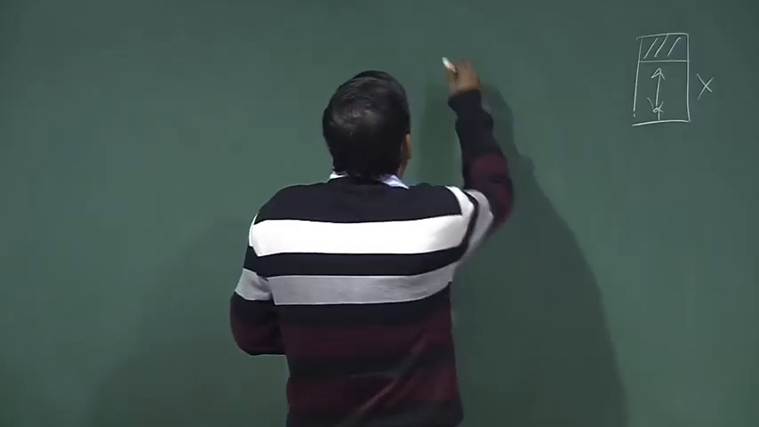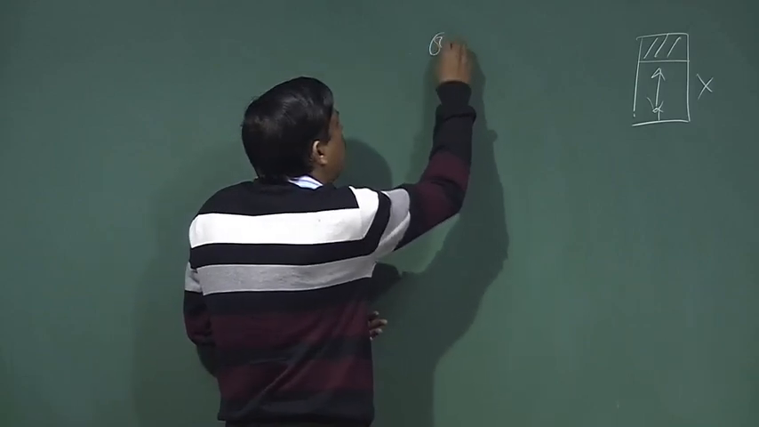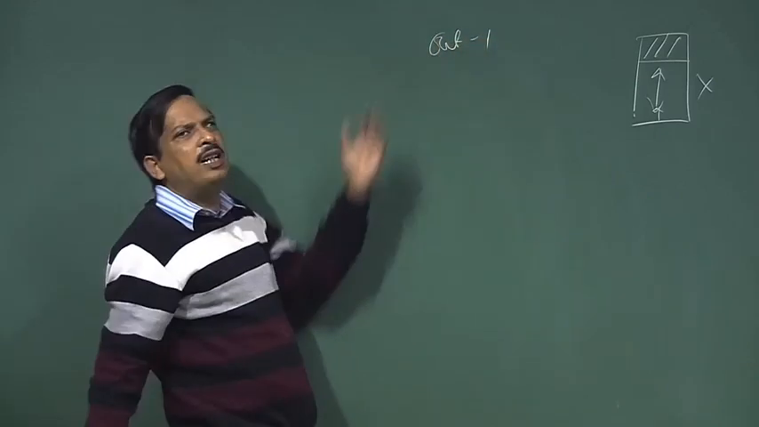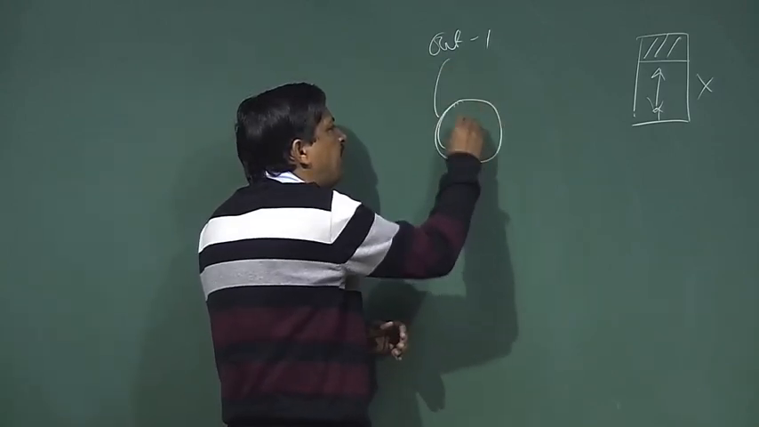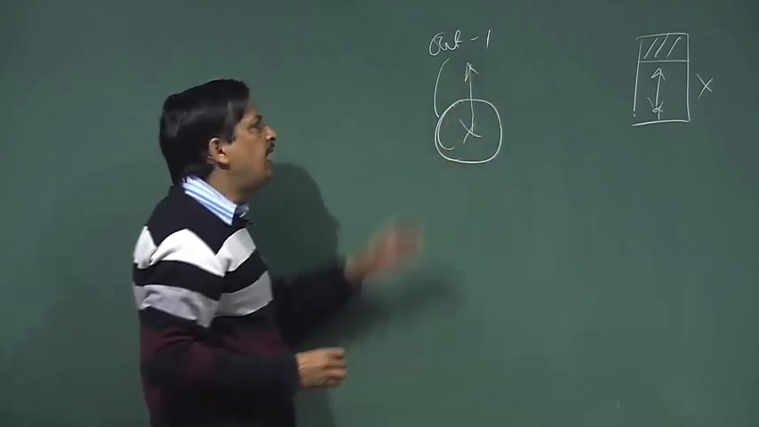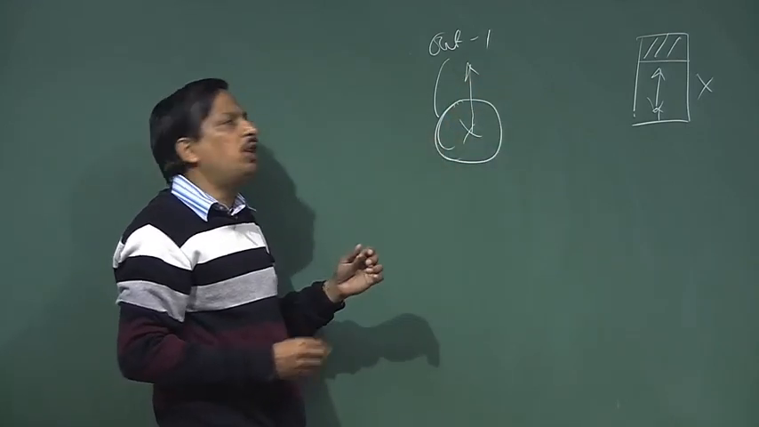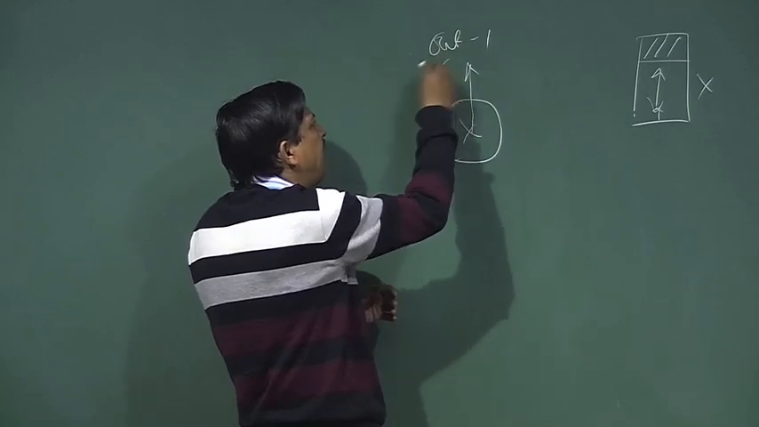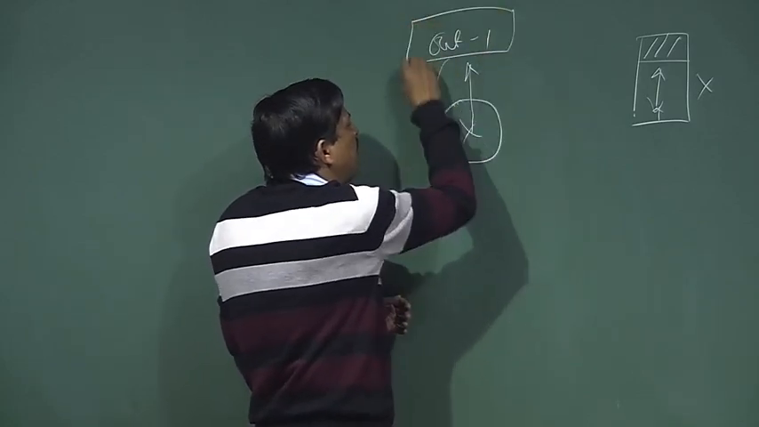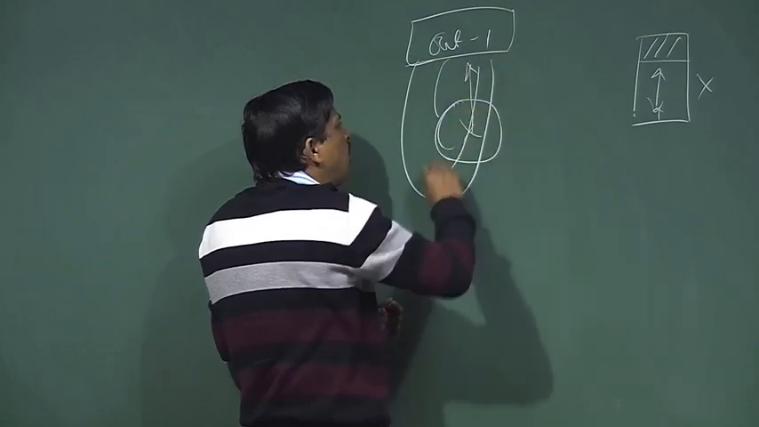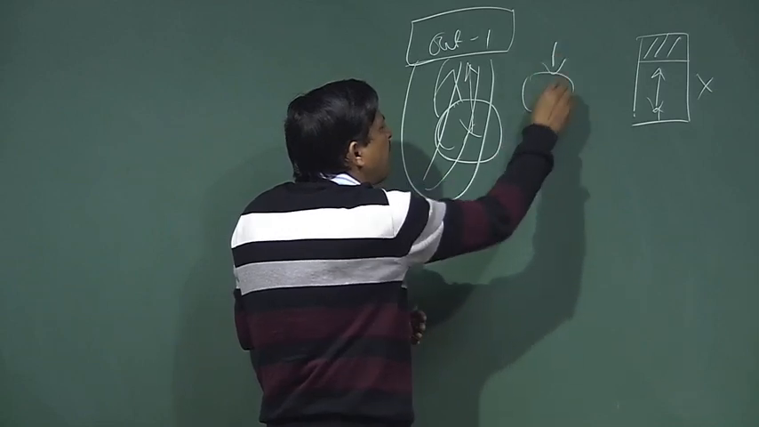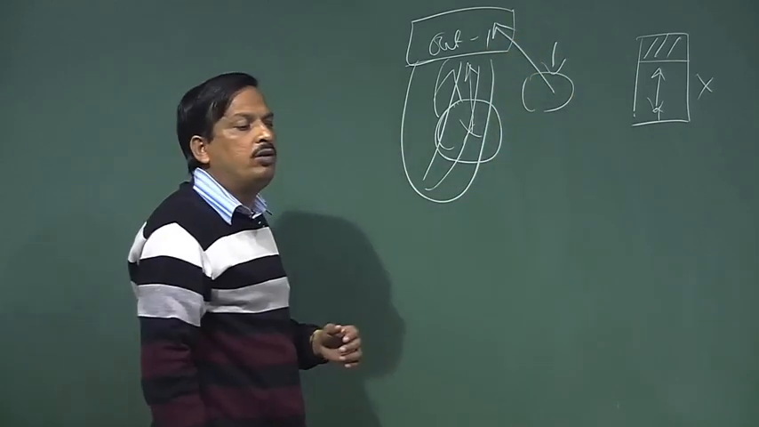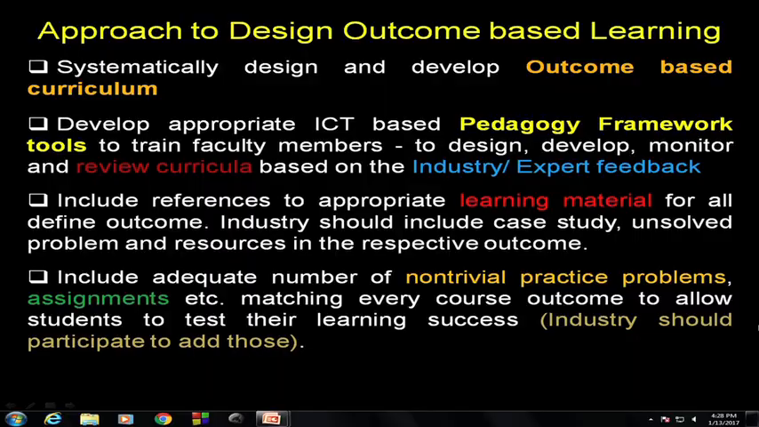Now, I define an outcome, I define outcome 1. But unless I provide the appropriate learning material related to outcome 1, how do I promote self learning? If I want to promote self learning, I define the goal, the outcome is the goal, I define the path, the resources are the path, and I define a test item by which a student can test whether he achieved the goal or not. So, include reference to appropriate learning material for all defined outcomes.